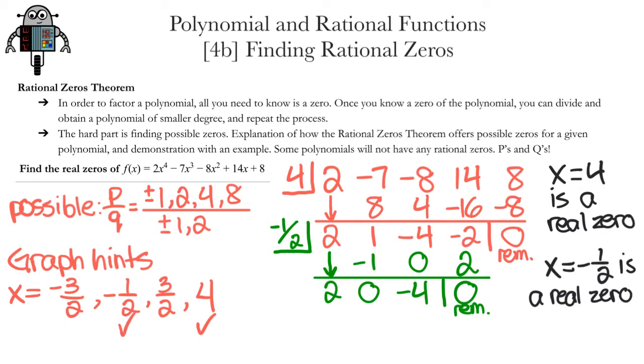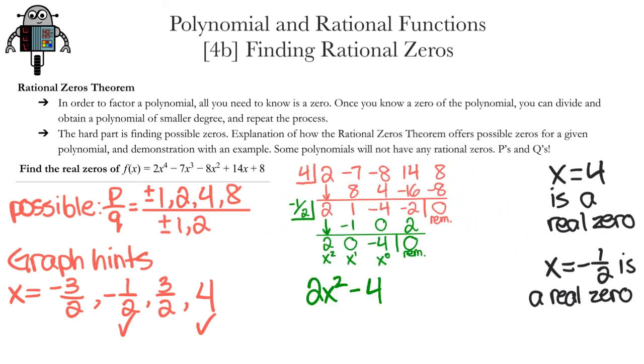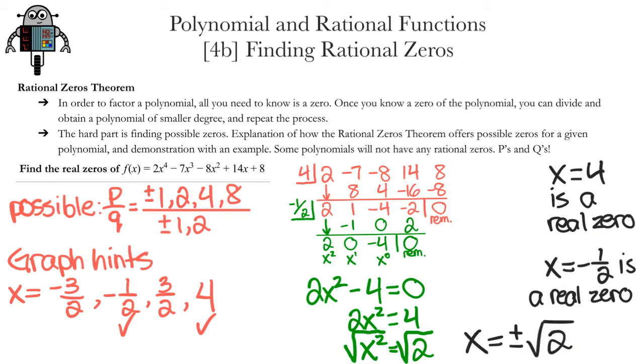At this point, we could do synthetic division with positive and negative 3 halves. But it's actually easier to solve the quadratic function we're left with. Notice that negative 4 is the x to the 0 coefficient, 0 is the coefficient of x to the 1, and 2 is the coefficient of x squared. So the quadratic function is 2x squared minus 4. We're trying to find zeros, so let's set that equal to 0, and then add 4 to both sides. So we have 2x squared equals 4. Divide by 2 to get x squared equals 2. Then take the square root of both sides, and we get x equals positive and negative square root of 2.